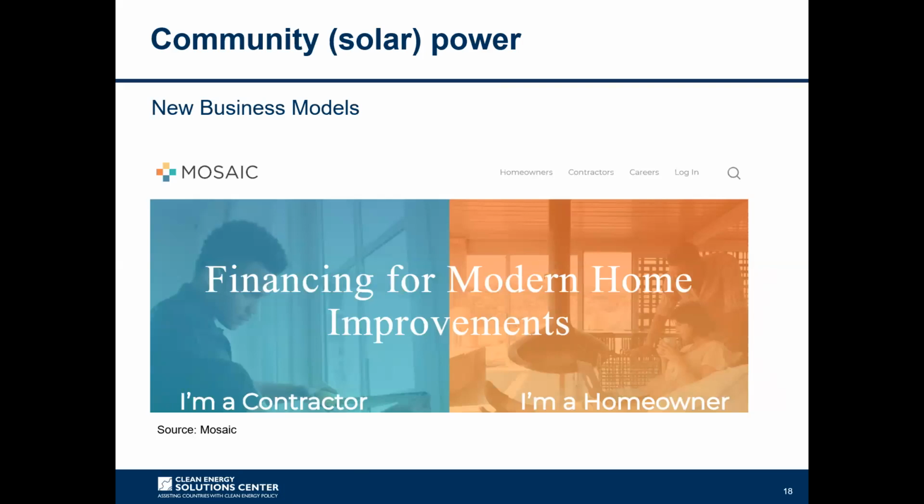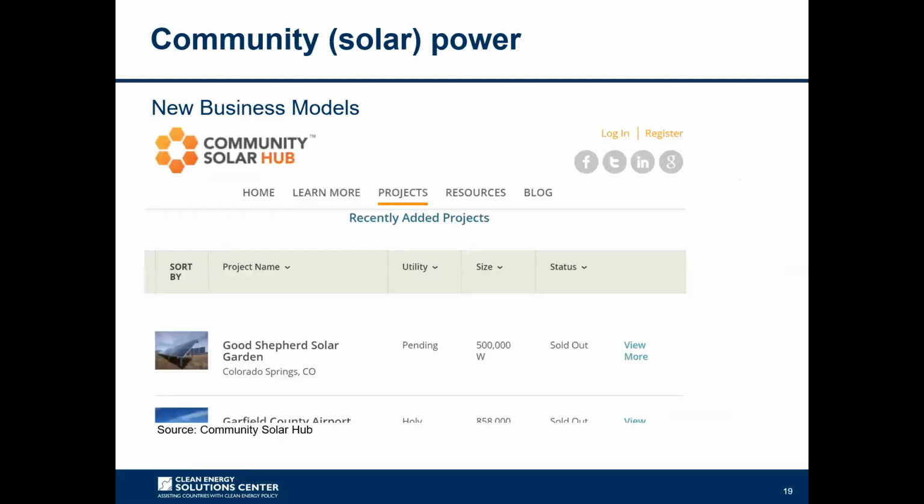A more sophisticated model is Mosaic, that finances community solar or solar home systems with savings of other citizens that invest in these projects for a modest interest rate. Community Solar Hub is a web-based platform that brings together projects with citizens.